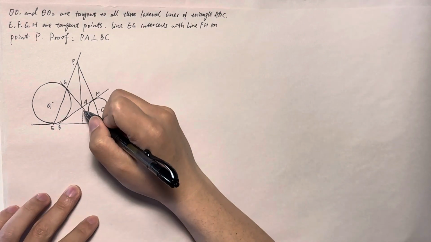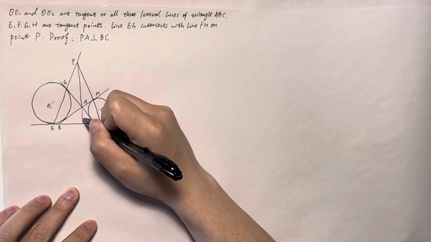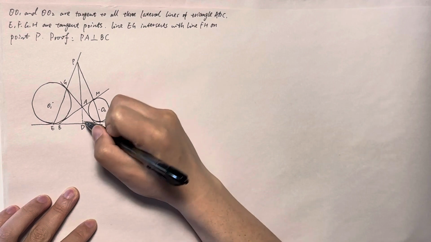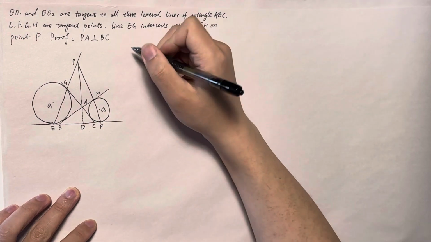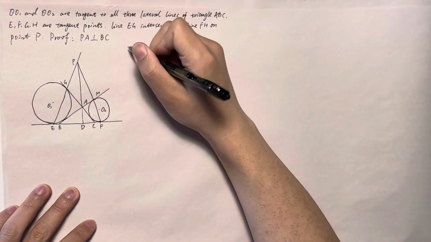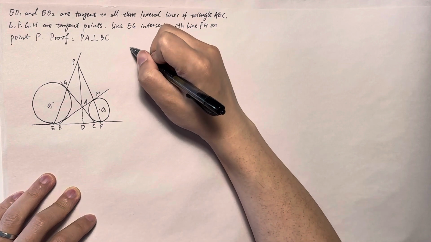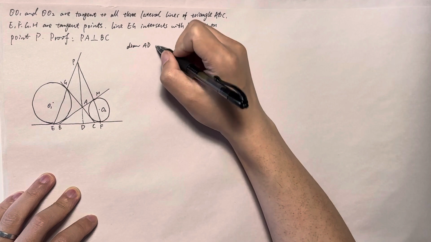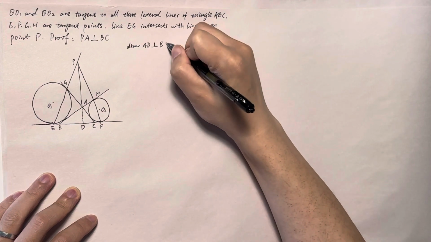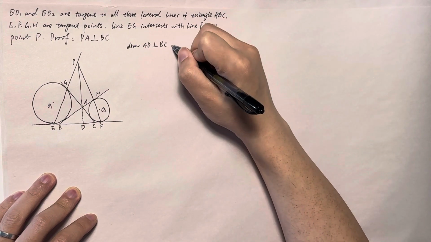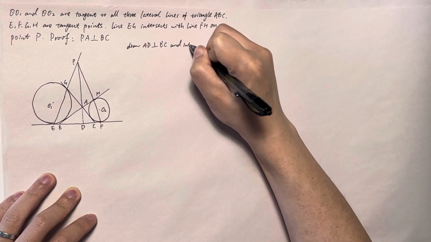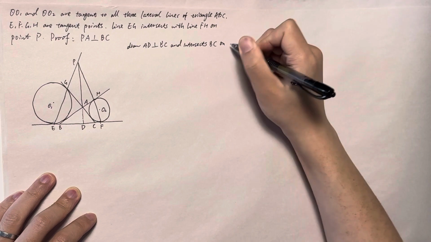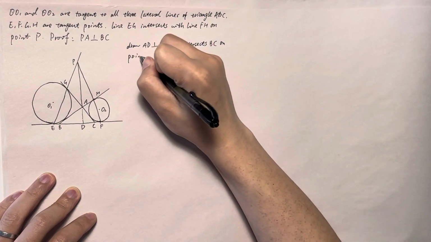So we can draw the perpendicular line from A to BC as AD, right? Let's do this. Draw AD perpendicular to BC and intersecting BC at point D.